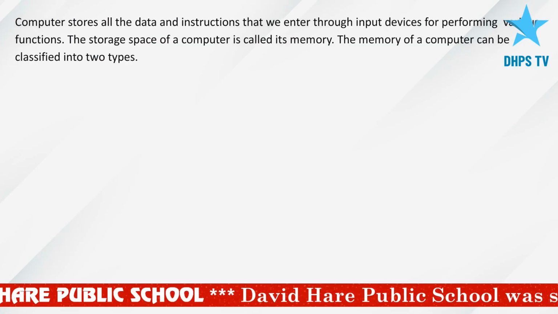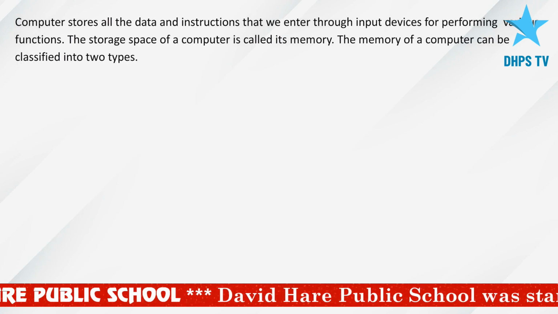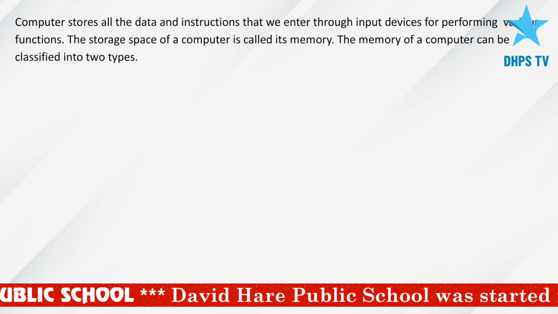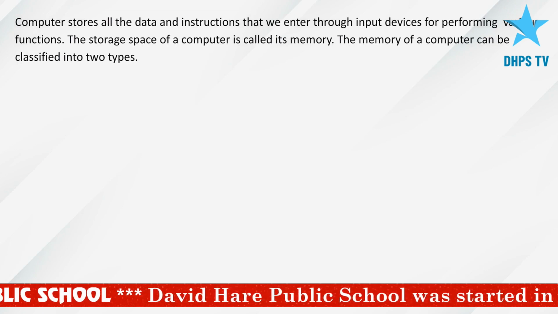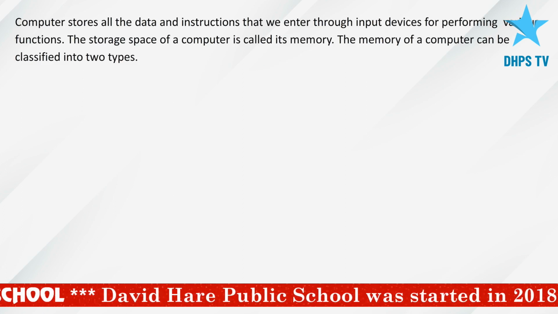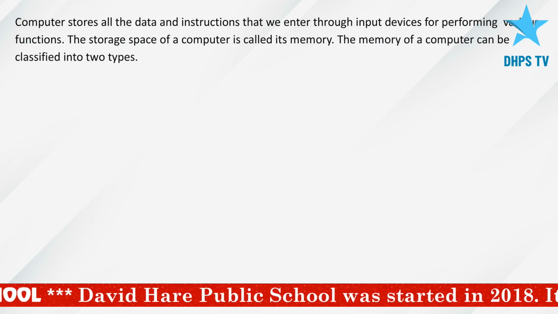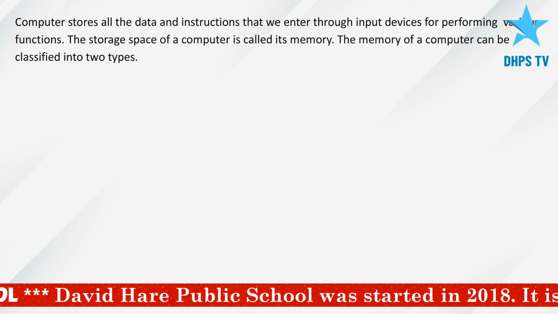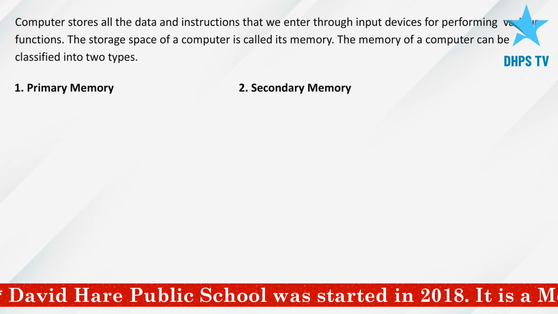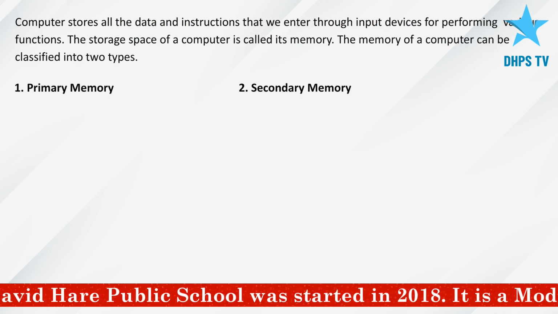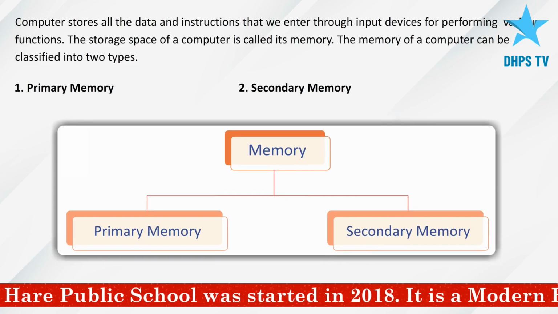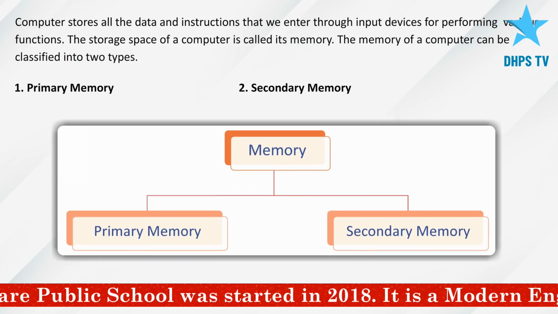Computer stores all the data and instructions that we enter through input devices for performing various functions. The storage space of a computer is called its memory. The memory of a computer can be classified into two types. 1. Primary memory. 2. Secondary memory.